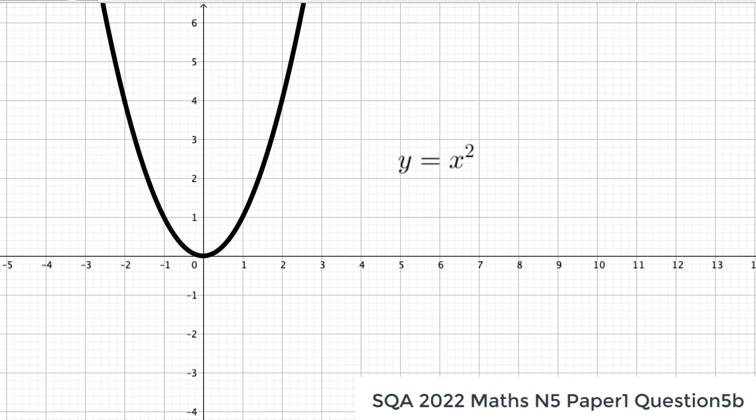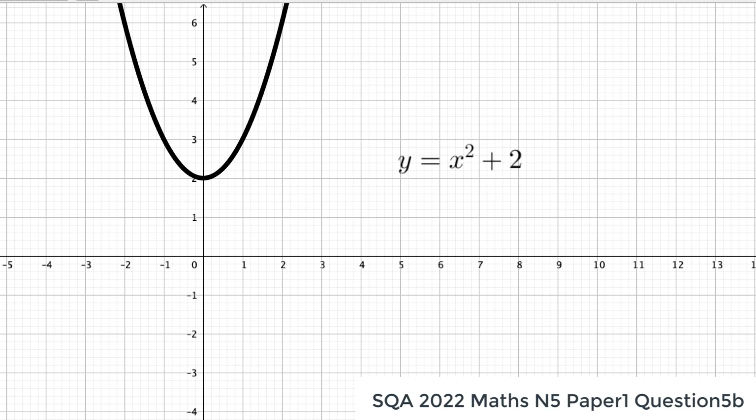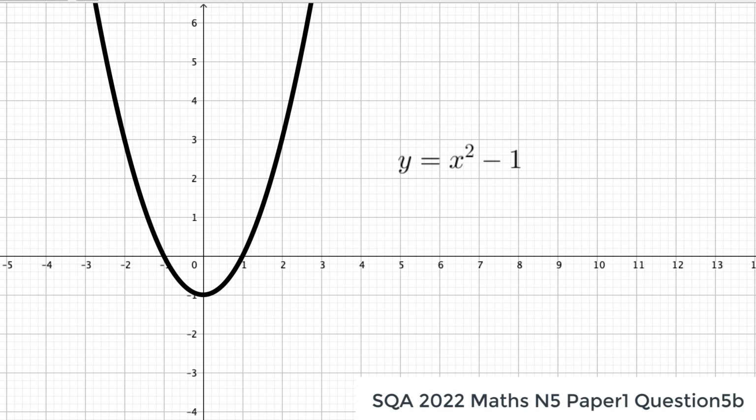However, there is another aspect to this. Let's look at x squared plus 1. Now in this case, all heights have been increased by 1. Instead of 0 squared, we've got 0 squared plus 1 for the minimum. So when we add 1, the whole graph shifts up by 1. We're increasing the height of every point in the graph by 1. There's x squared plus 2, x squared plus 3, x squared minus 1, x squared minus 2, and so on.